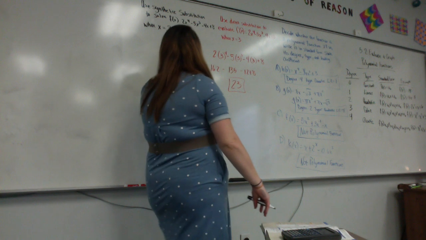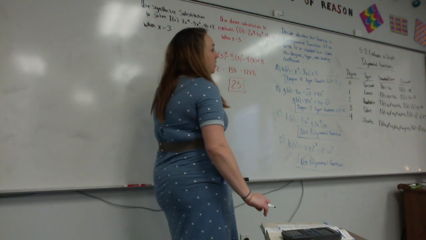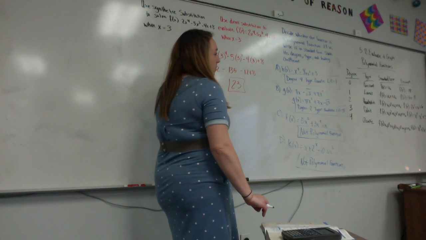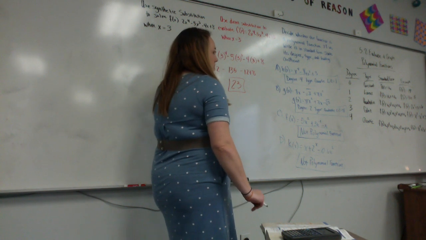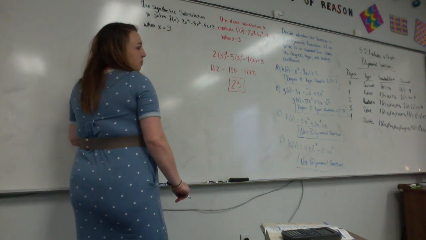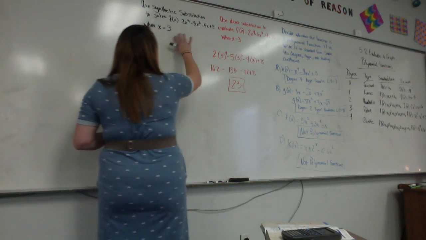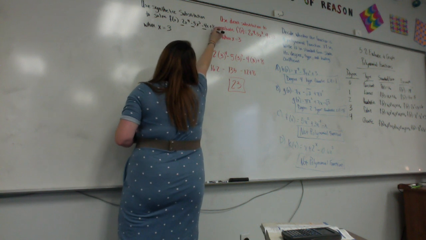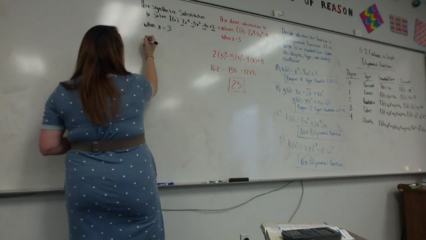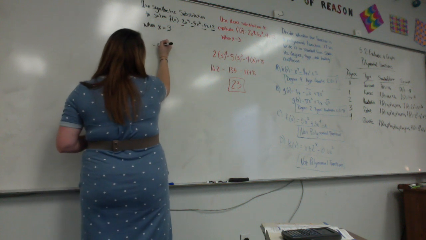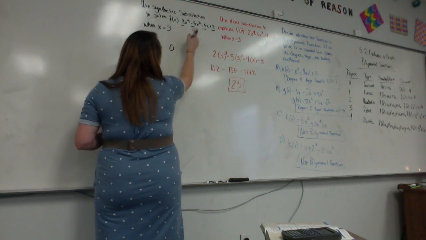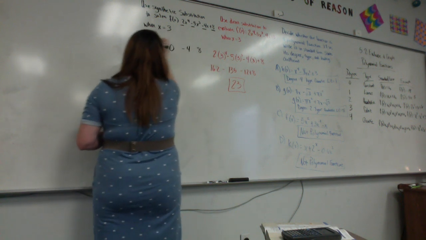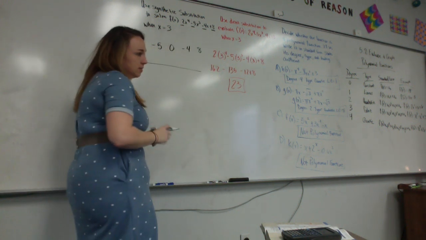I have to look at my powers. I go 4, 3. Do I have anything where 2 is? No, so I'm going to have to put a placeholder. What's a good placeholder number? 0. Okay, so when I set up synthetic substitution, I look at all of these leading coefficients. So I'm going to say 2, negative 5. I'm going to put a 0 because there's no squared. Negative 4 and 8. And you make this little box like this.